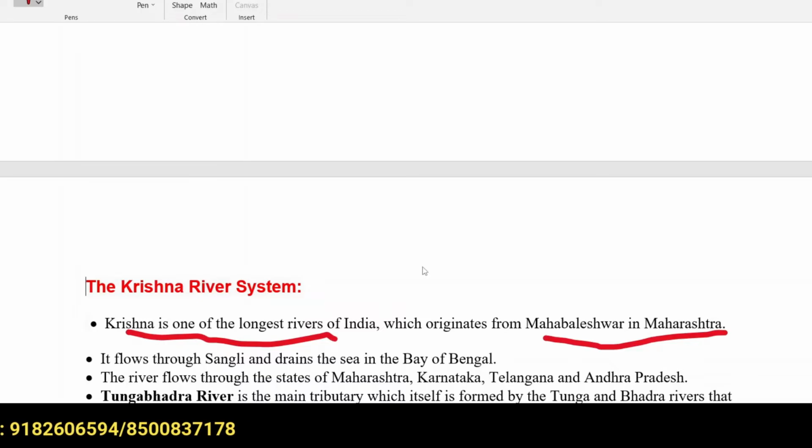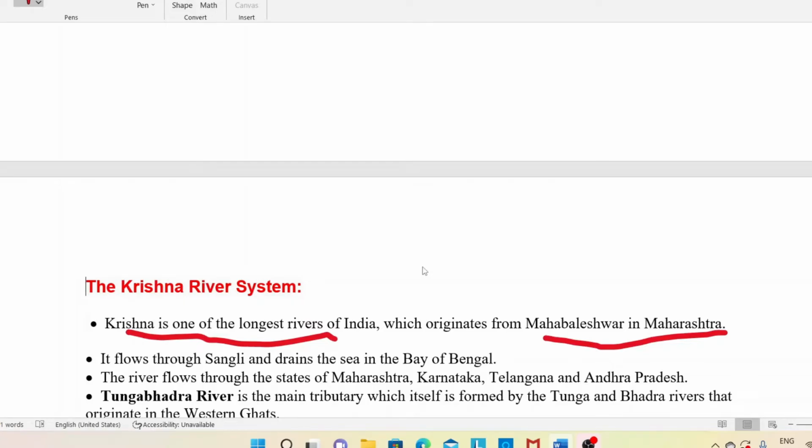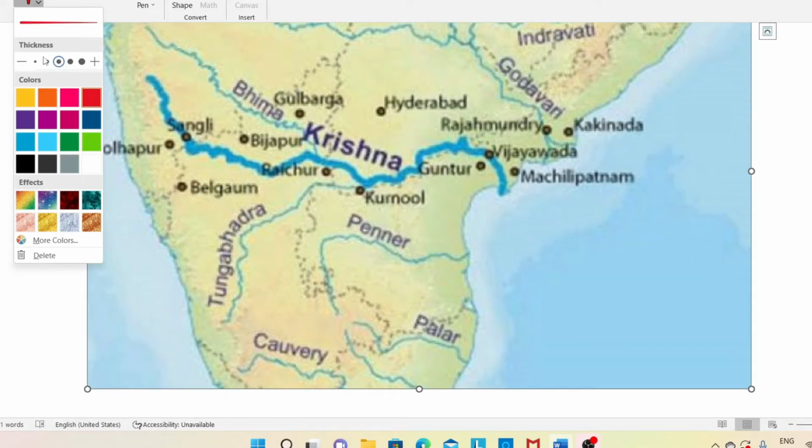It flows through Sangli and drains into the Bay of Bengal. The river flows through the states of Maharashtra, Karnataka, Telangana and Andhra Pradesh. Here we can see the flow of the Krishna river through Maharashtra, Karnataka, Telangana and Andhra Pradesh, and it drains into the Bay of Bengal.